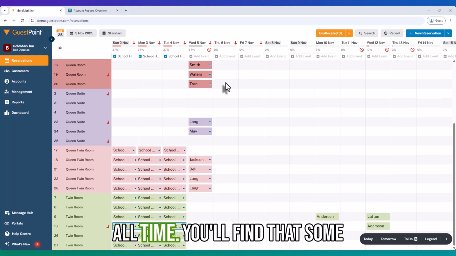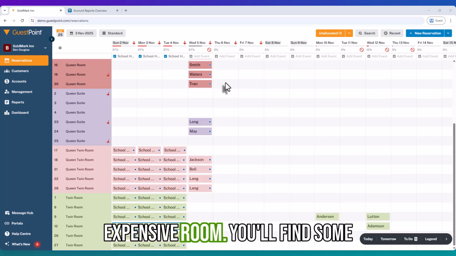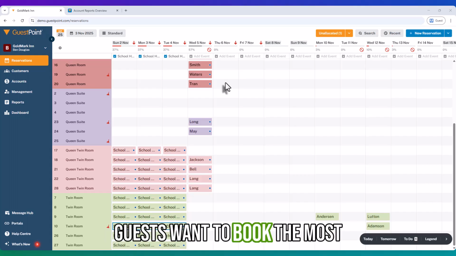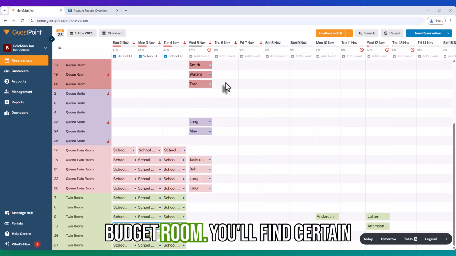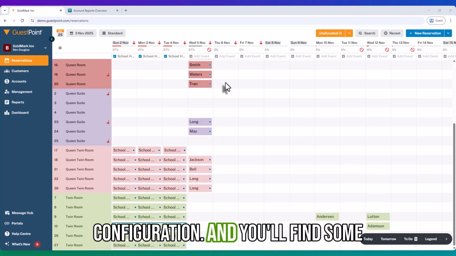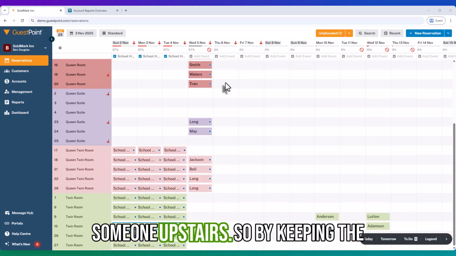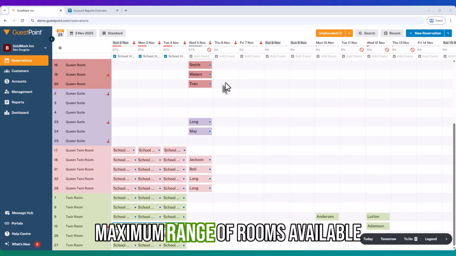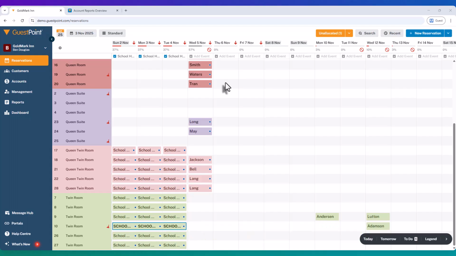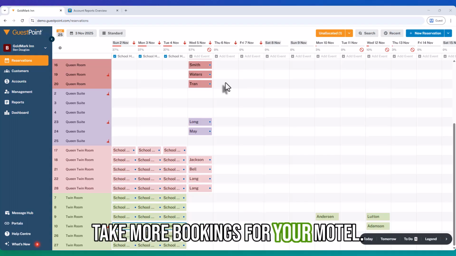To maximize your motel's occupancy, you always want to have a range of your different room types available for sale online at all time. You'll find that some guests want to book the most expensive room. You'll find some guests want to book the most budget room. You'll find certain guests want a certain bed configuration, and you'll find some guests want downstairs and some want upstairs. So by keeping the maximum range of rooms available online, you'll maximize the potential to take more bookings for your motel.